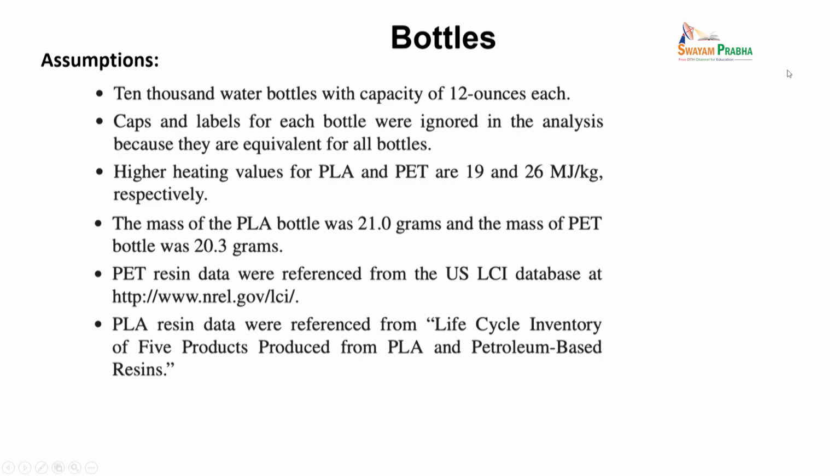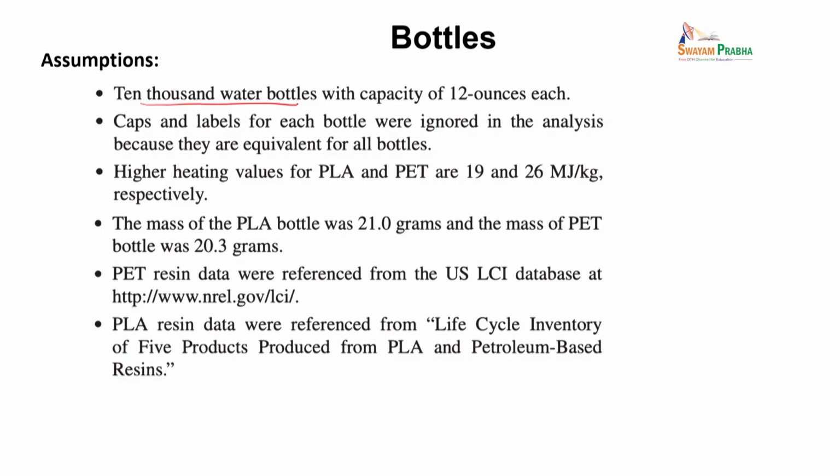Okay, so the first one talks about bottles. Here we are talking about LCA: forming assumptions, looking at inventory, doing the impact analysis, and then interpreting it. Those are the 4 steps. The first step is to look at the context in which we want to do this LCA. In this study, they are looking at 10,000 water bottles with a capacity of 12 ounces. 12 ounces is roughly about 360 ml.